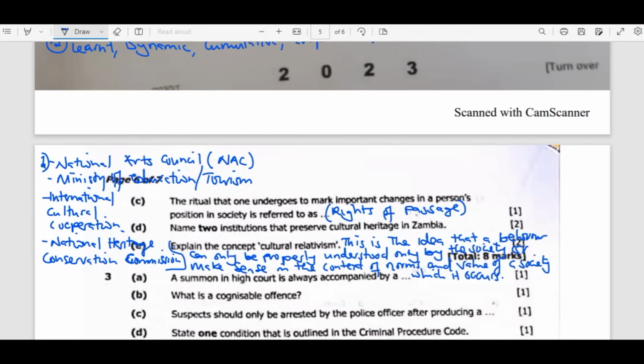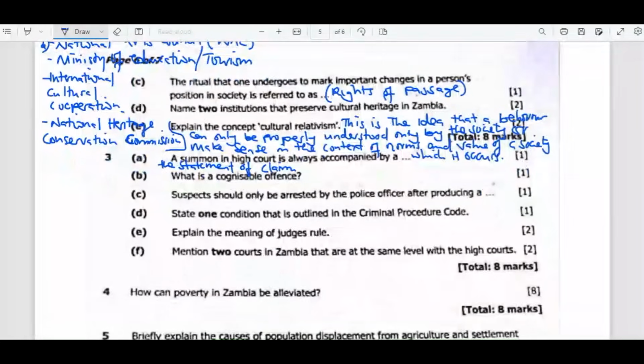A summon in high court is always accompanied by the statement of claim. So the statement of claim. And then let us move to B.